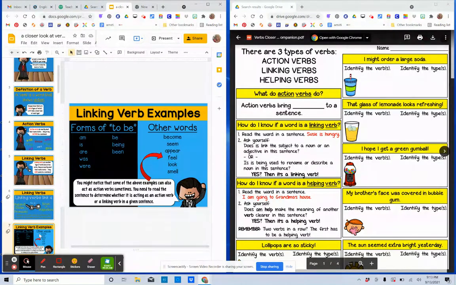Linking verb examples. Forms of to be: am, is, are, was, were, be, being, and been. These are all forms of linking verbs that you have to memorize. There are some other verbs. It says you might notice that some of the above examples can also act as action verbs sometimes. You need to read the sentence to determine whether it's an action verb or a linking verb in a given sentence.